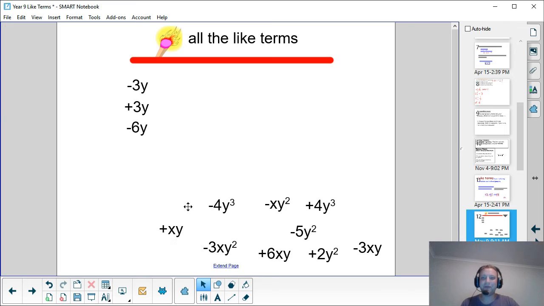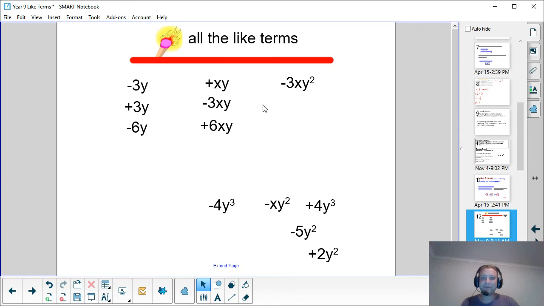This one has an X and a Y, so it's going to be its own group. Right, XY is different than just Y. There is no number at the front. That means I've got one of those things. To go with that one, we've got this one, XY, and positive 6XY, right? So there's another group. I've got my Y's, I've got my XY's.